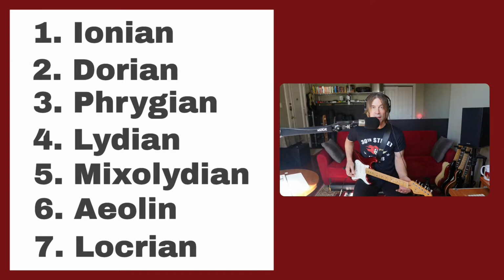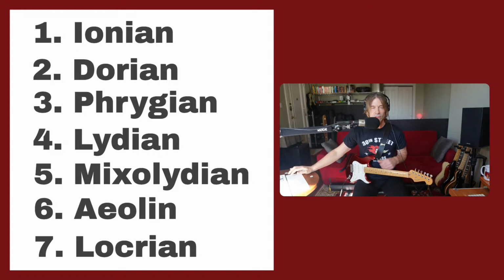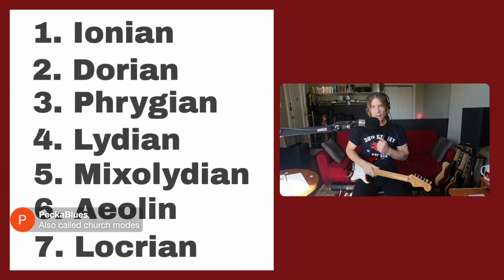If we were to start on the E, because we're in the key of E right now today, you have the major scale: E, F sharp, G sharp, A, B, C sharp, D sharp, and E. Also called the church modes. You're absolutely correct, Becca Blues.